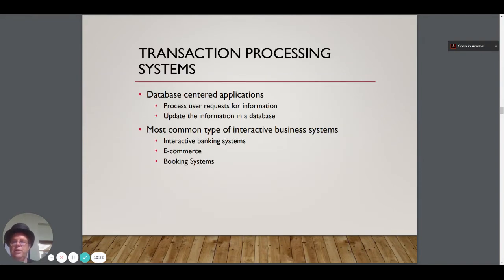These are database-centered applications. They process user requests for information and update the information in the database. The most common type are interactive business systems, e-commerce, booking systems, and they're designed to process user requests from a database or update databases. Technically, a database transaction is a sequence of operations that's treated as a single atomic unit. All the operations in a transaction have to be completed before the database changes are made permanent. This means that a failure of operations within the transaction doesn't lead to inconsistencies or false commits to the database.